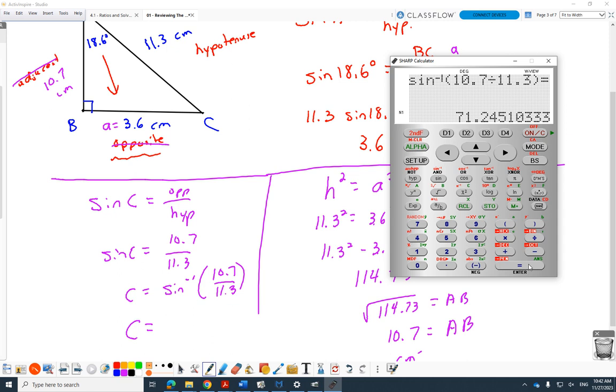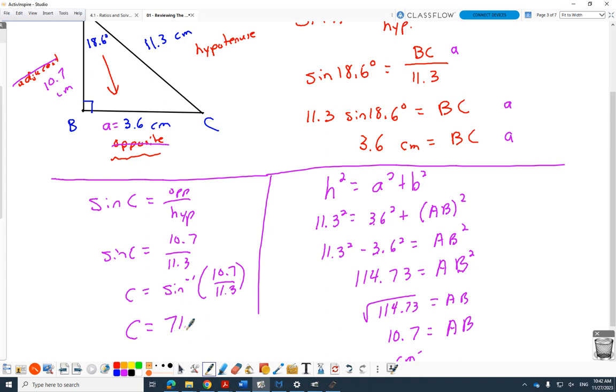Equals, I get 71.3 degrees. Okay? That is correct. And if you're seeing something else, just relax for just a second, okay?